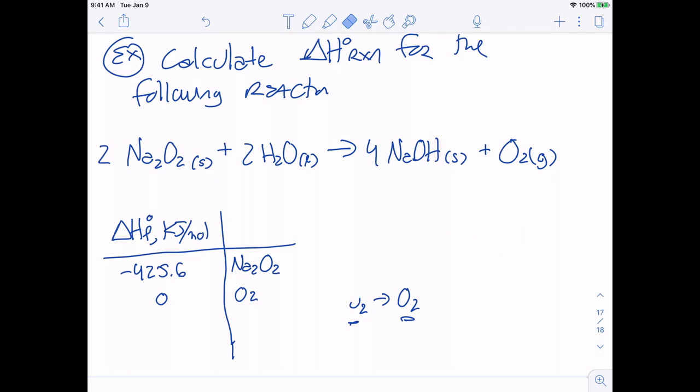So something like that, its enthalpy change for formation, my standard heat of formation, is just going to be 0. And again, most of the time I won't even put that in the table. I will just leave it off because I want to know that you know that it is actually 0.